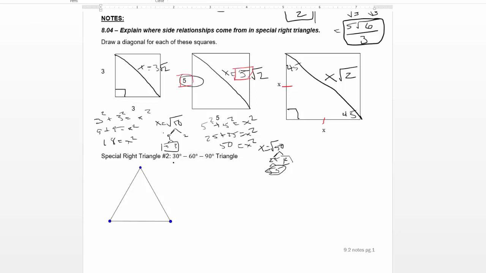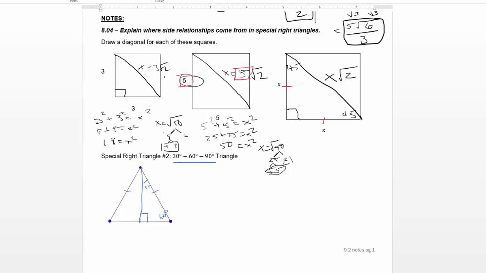Another special right triangle that you should know is called a 30-60-90. We make a 30-60-90 by taking an equilateral triangle this time. So note, equilateral triangle. And I'm going to divide this right down the middle with an altitude. And what do you know? 60 degrees, 90 degrees, because an altitude hits at a right angle, and half of 60 is 30. There is a connection between these 3 sides.